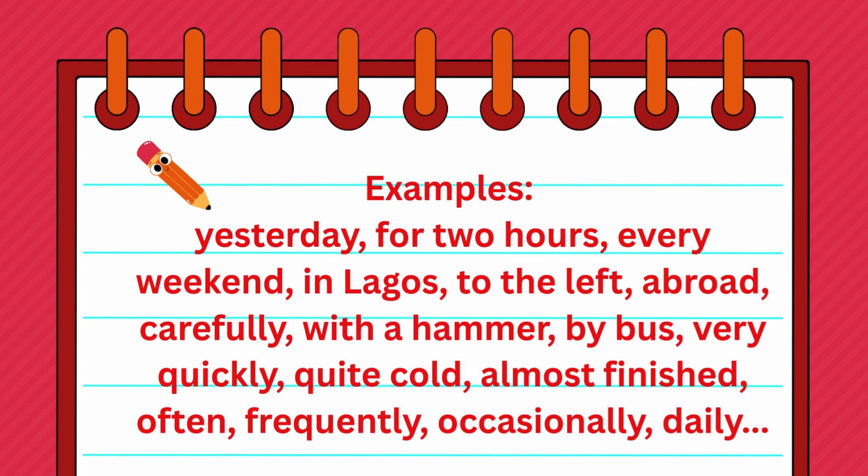Adjuncts have so many examples, but we're just going to take these few of them for the purpose of this class. So these are the examples. Yesterday, for 2 hours, every weekend, in Lagos, to the left, abroad, carefully, with a hammer, by bus, very quickly, quite cold, almost finished, often, frequently, occasionally, and daily. So here are a few examples of adjuncts.